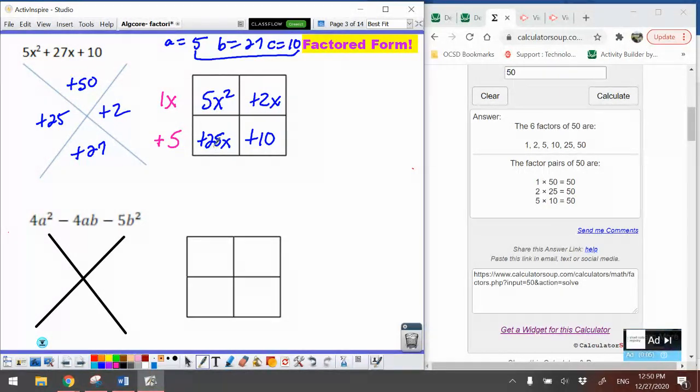Well, 25 is divisible by 5, so that works. So I'm going to take out a 5 and an x. And here I have a positive 2 and a positive 10. Well, I know both of those are even. I can divide by 2. So I see here are my factors. So 1x plus 5, 5x plus 2. And remember, this can be x plus 5.